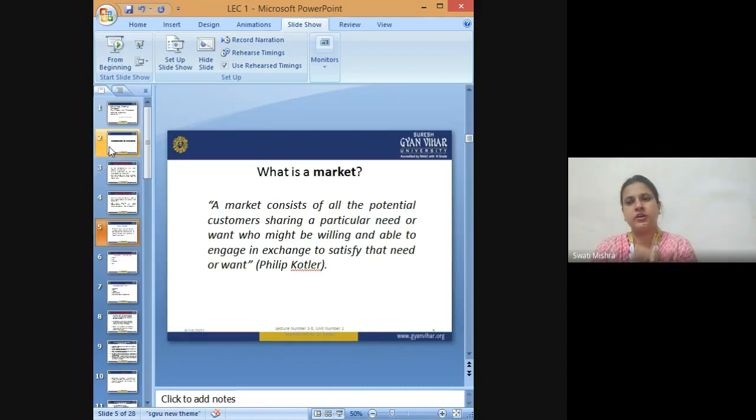A market, according to marketing definitions, consists of all the potential customers who are sharing a particular need or want, who might be willing to engage in that exchange activity, and who are actually able to pay for it, and satisfy their own needs and wants through it. I'm once again repeating it for you: a market consists of all the potential customers sharing a particular need or want, who might be willing and able to engage in exchange to satisfy that need or want. This definition is given by none other than the global marketing guru, Professor Philip Kotler.